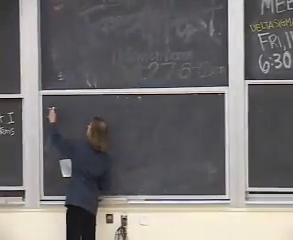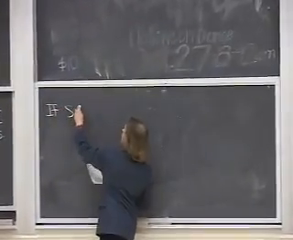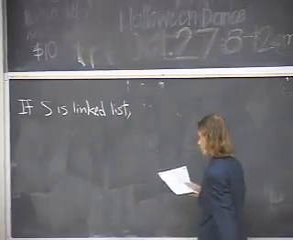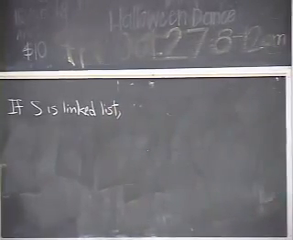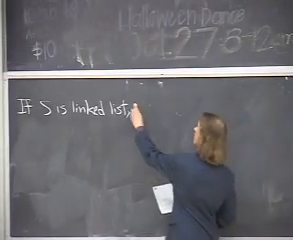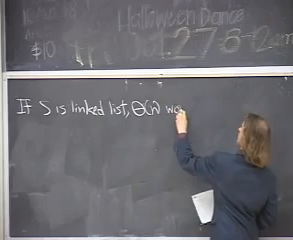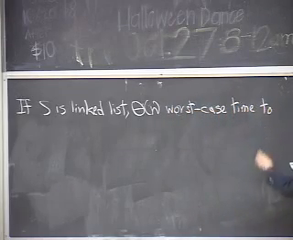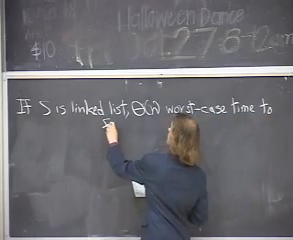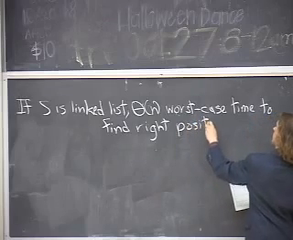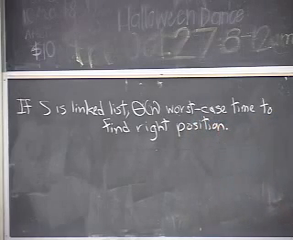So there's 2 things you could do. You could imagine representing S as a linked list, as you did in homework 5. Now, if S is a linked list, it takes theta n worst case time just to find the right position in the list to insert the new item. Well, but what if S is an array?